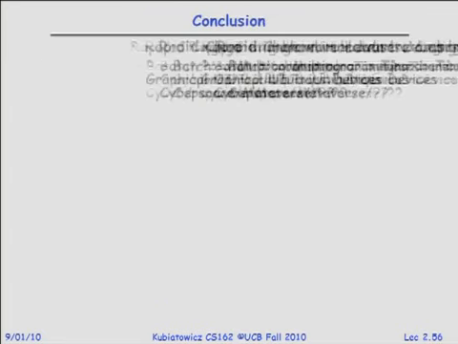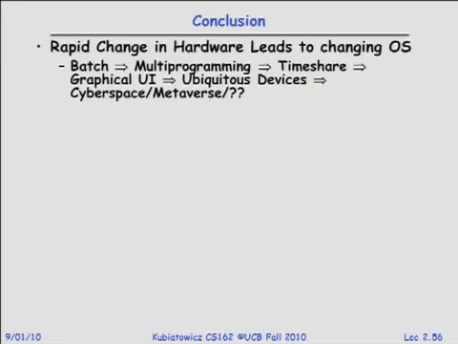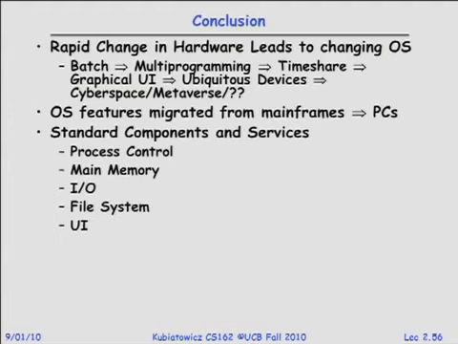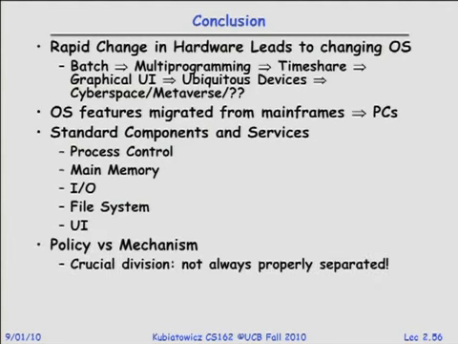But in conclusion, we talked about how a very rapid change in the hardware leads to changes in the OS. You could basically see that complexity creeping in. We went from batch to multi-programming to time sharing to graphic interfaces to ubiquitous devices to cyberspace. Where are we now? OS features migrated from mainframes down. Standard components are things like process control, main memory, I/O, file systems, user interfaces. And finally, the one thing you take away from today is policy versus mechanism. We've been talking a lot about mechanisms. The question will be how to use them to get the policies we want.